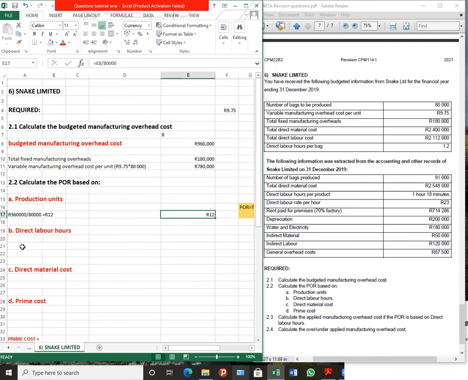For direct labor hour, I think we're going to say 960,000 divided by open bracket 1.2 times 80,000 closed bracket, which is going to give us 3 rand per direct labor hour. It's going to give you 3 rand, or how much? Make sure with your calculation.